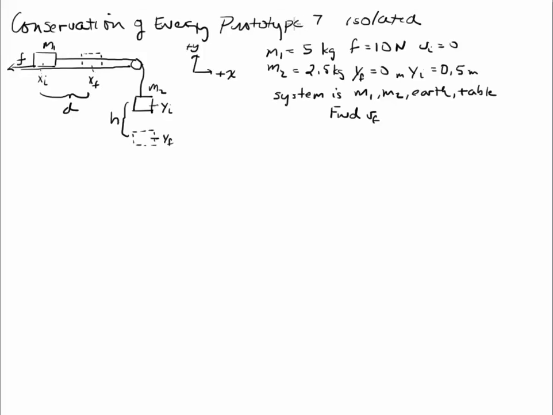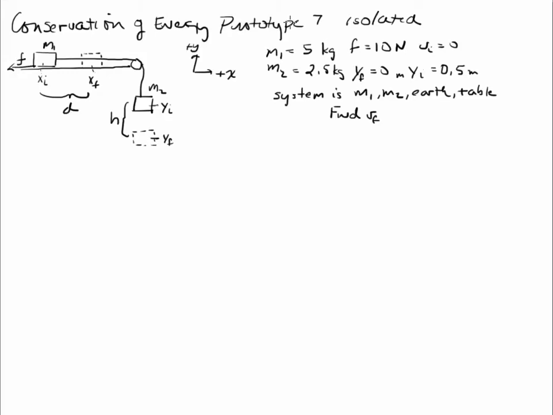Okay, we're going to be looking at conservation of energy, prototype 7. The system is isolated. We have here a mass 1 connected by a cord to mass 2 over a pulley. There is friction between mass 1 and the surface of the table. Mass 2 falls distance height h, and mass m1 moves distance d, and of course d and h are equal.